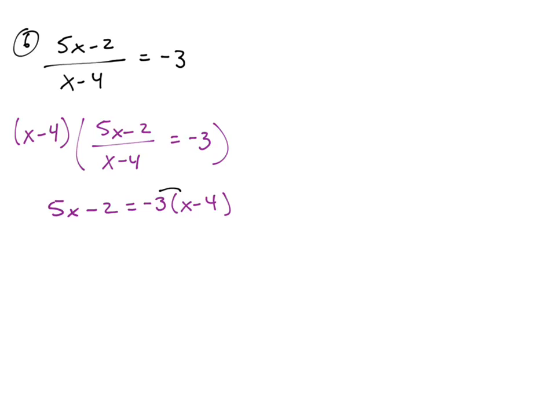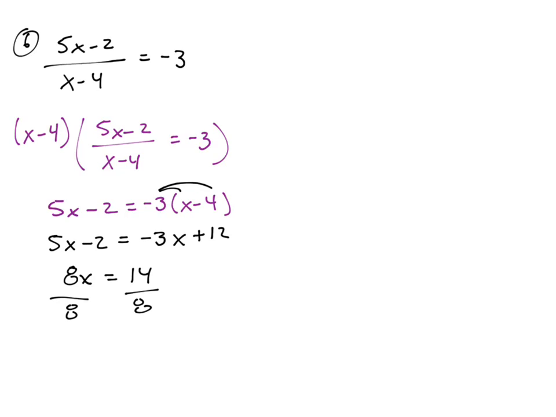So we're going to go and distribute this. So 5x minus 2 equals negative 3x plus 12. Then we just want to solve. So we'll bring the 3x over, so this becomes 8x. We'll add the 2, so this becomes 14. We'll divide by 8. And we should get, in this case, x equals 1.75. And if we plug this in, this works.